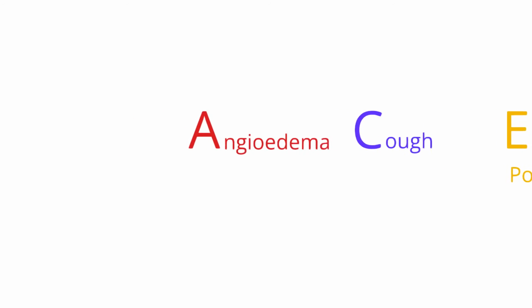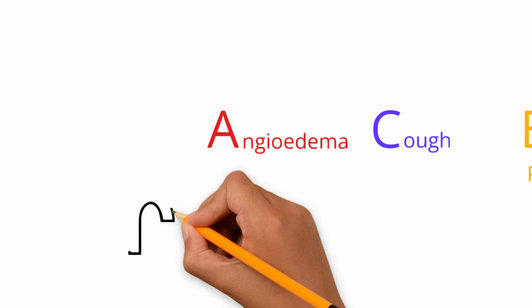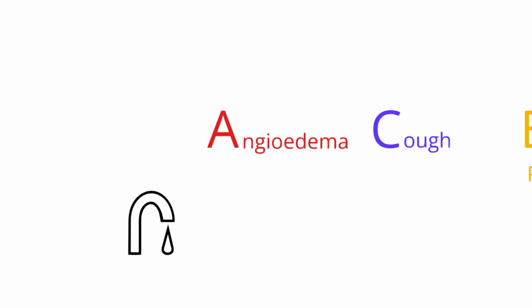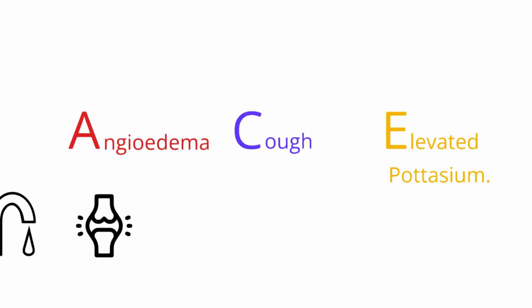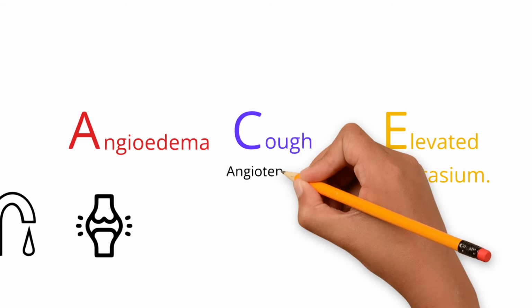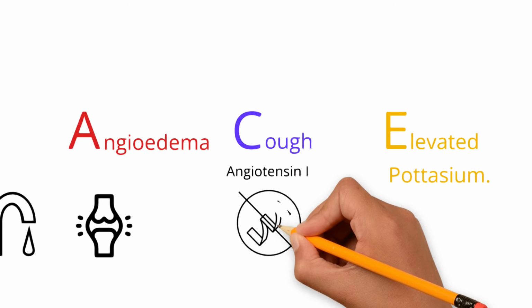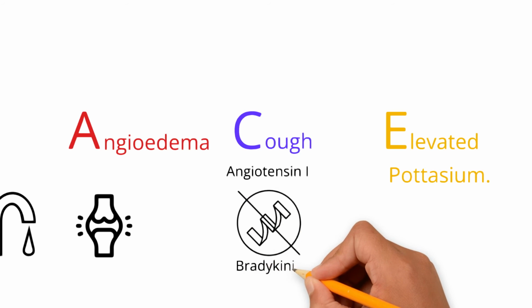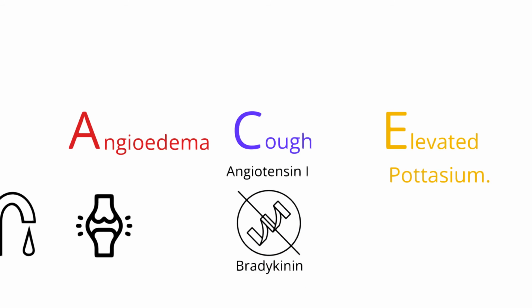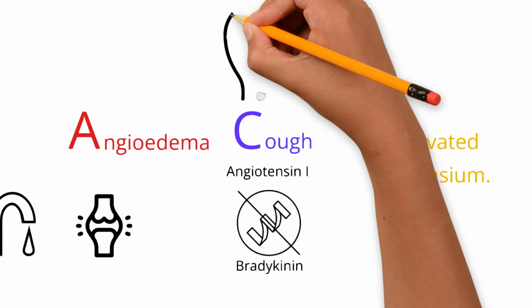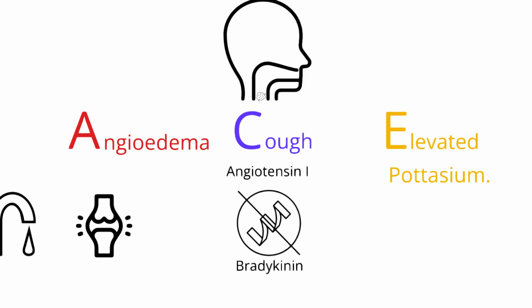Let's talk about angioedema. Vasodilation can cause fluid to leak out of the vessels, causing swelling, otherwise known as edema. Cough. The inhibition of the conversion of angiotensin 1 also stops the breakdown of a protein called bradykinin. Bradykinin, when not broken down, accumulates in the airways, irritating them and causing you to cough.